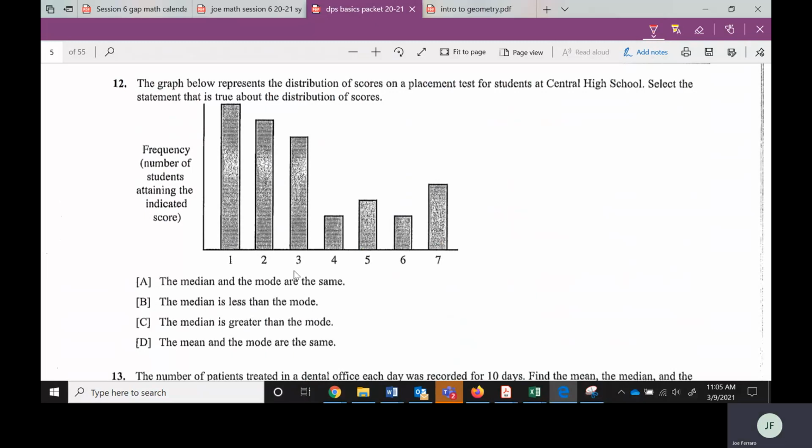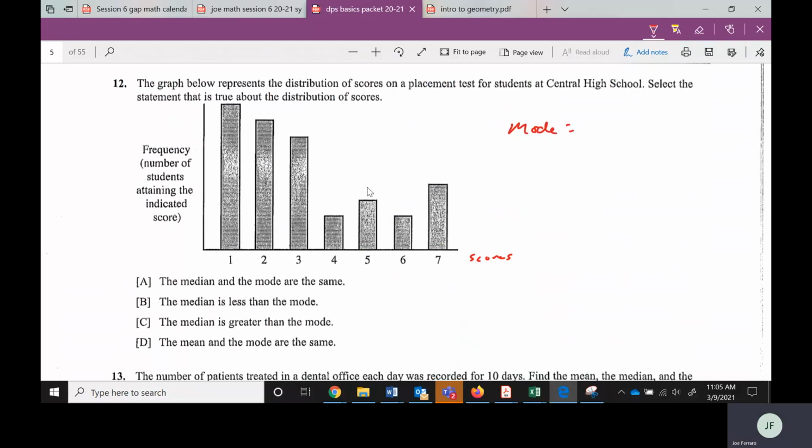Okay, so the scores, this says frequency, number of students attaining the indicated score. Now they don't tell us, like, is this 10 students? Is this, and this would be 9, 8, 2, what? It doesn't say. The bottom is the scores. So some people scored 7, some 6, 5, 4, 3, 2, 1.